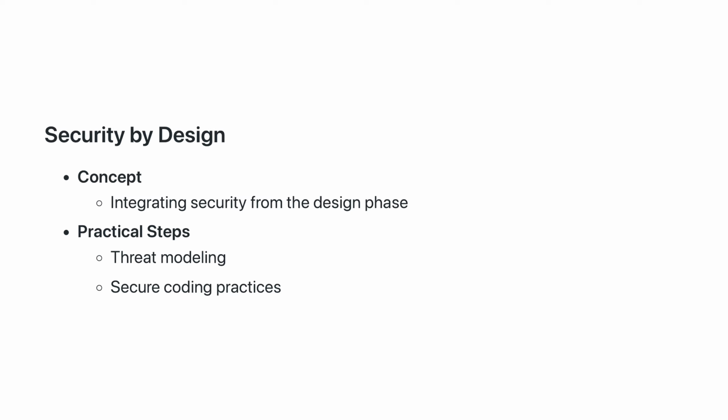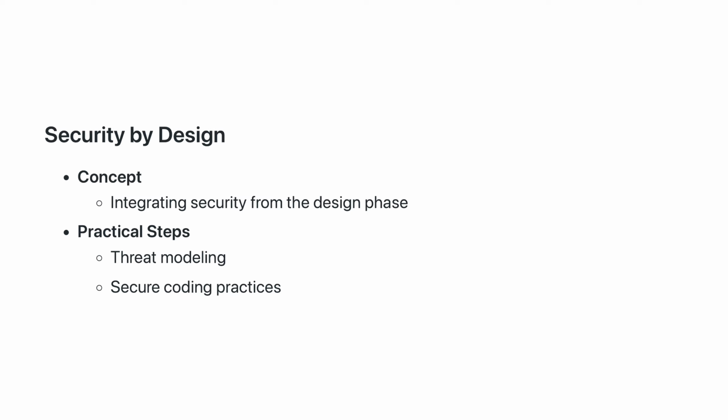Now let's focus on the concept of security by design. This approach emphasizes the integration of security measures right from the initial design phase of a project. By incorporating security early on, we can proactively identify and mitigate potential security risks before they become significant issues. One practical step in implementing security by design is through threat modeling. This process involves systematically identifying potential threats and vulnerabilities in the system, and it allows us to design appropriate security controls to counter these threats.